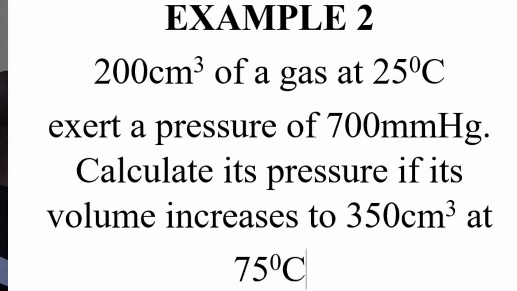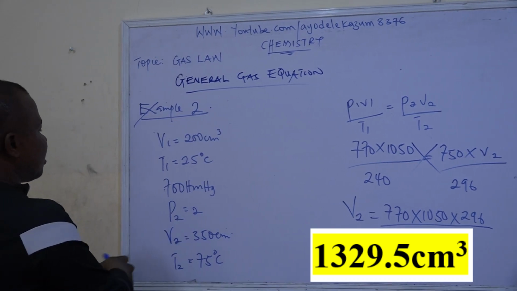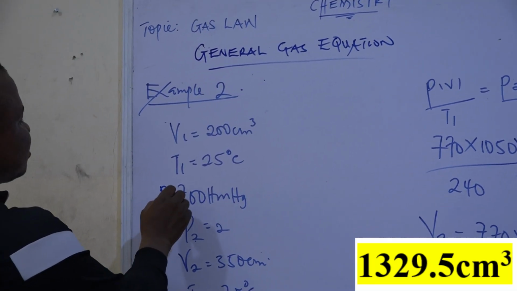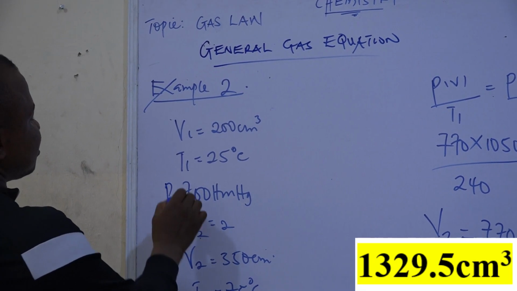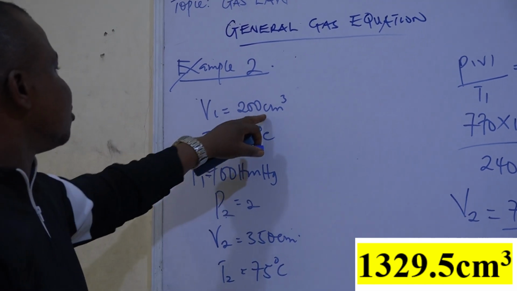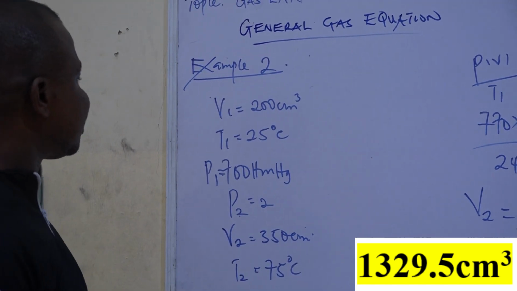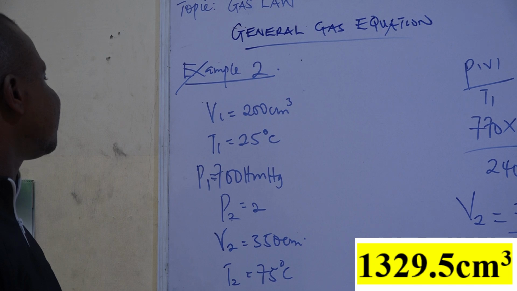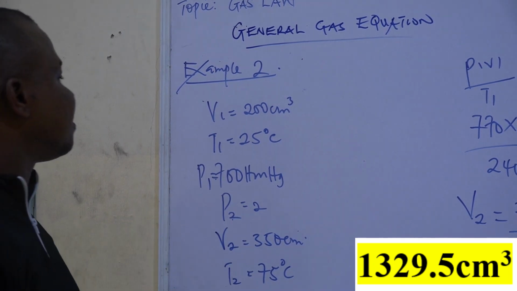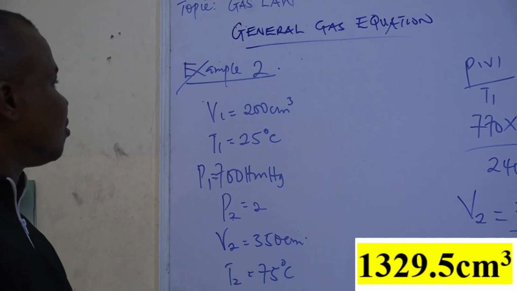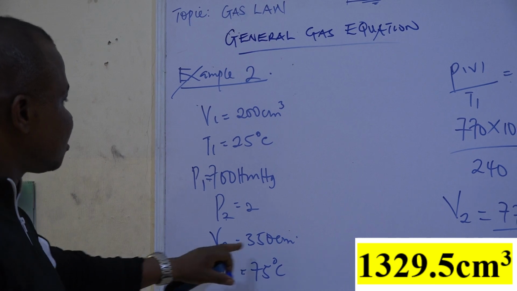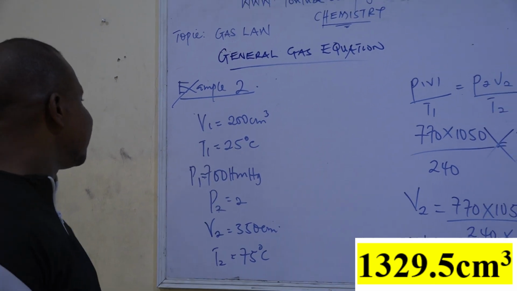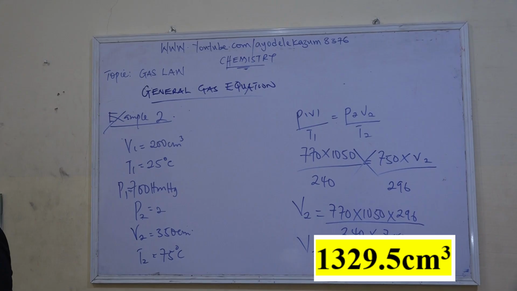Let's quickly do that together. You have our P1 here. You can see the analysis on the board. Look at the screen. Our initial volume is 200, our initial temperature is 25 degrees C, and our initial pressure is 700 mmHg. The final pressure is what we're looking for. The final volume is 350, so the volume increased, and the temperature also increased to 75.